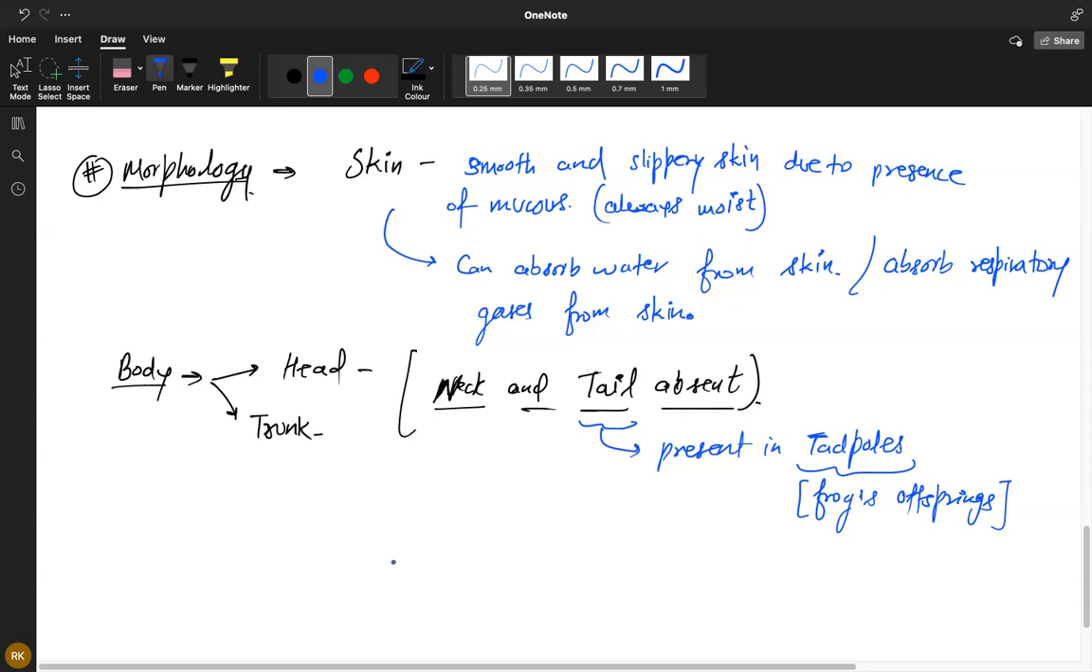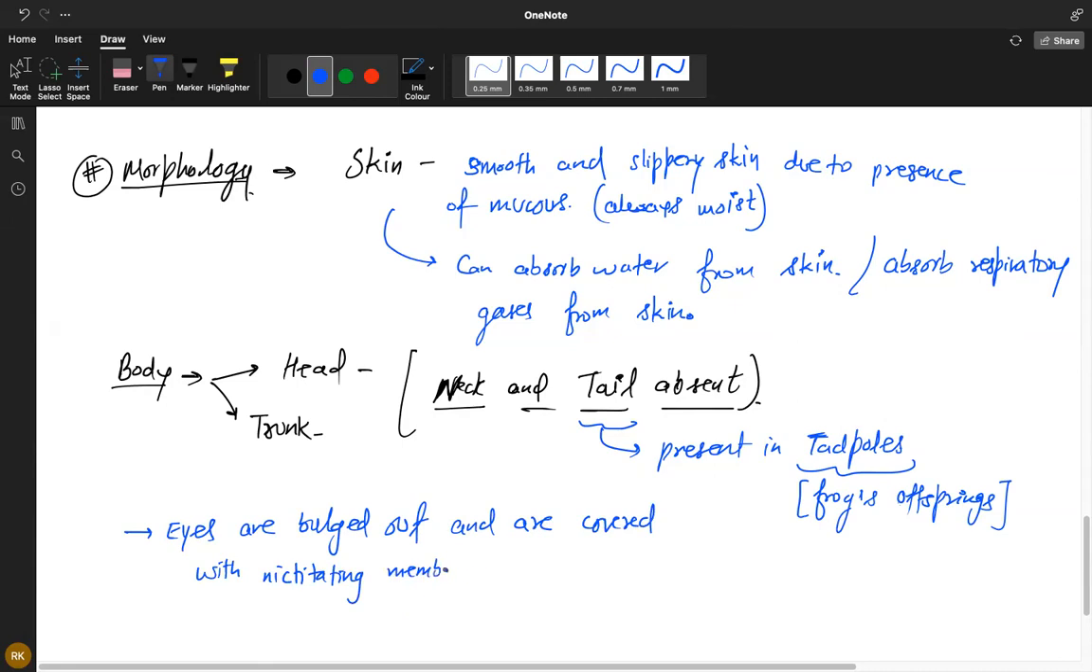Now, one thing is, you will see that frog eyes are protruding outside. Okay. And they don't have an eyelash, they have a nictitating membrane. Okay. Did we talk about that? No, we were not talking about nictitating. Does anyone know what a nictitating membrane is? Eyes are bulged out and are covered with a nictitating membrane. Anyone knows what is a nictitating membrane?